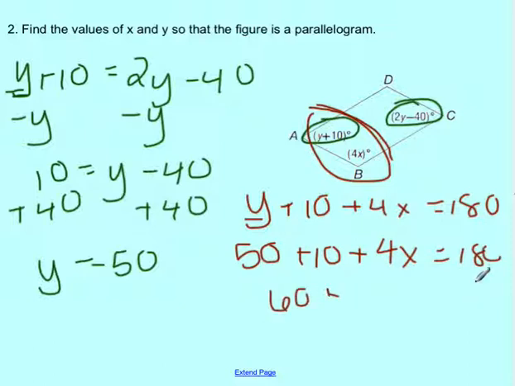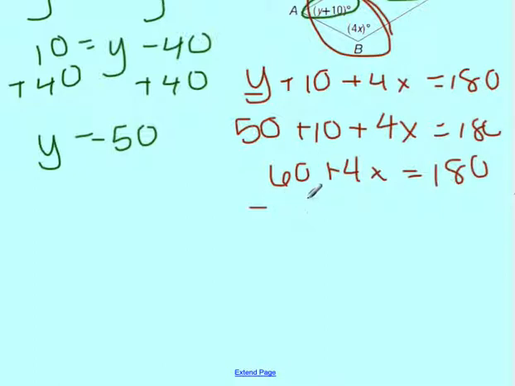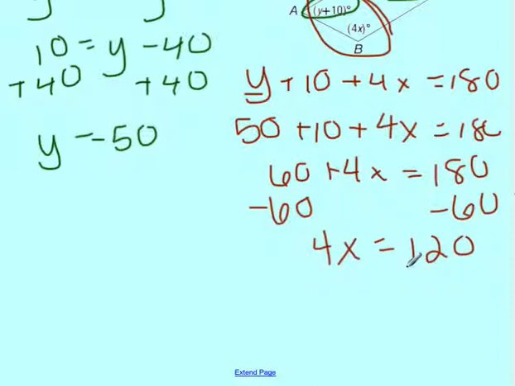So now I need to figure out how I'm going to get that positive 60 over to the other side. Well, since it's positive, I'm going to go ahead and subtract 60 from both sides. So then I get 4x is equal to 180 minus 60, which is 120. Lastly, I need to divide both sides by 4. 120 divided by 4 is 30. So x is equal to 30 and y is equal to 50.